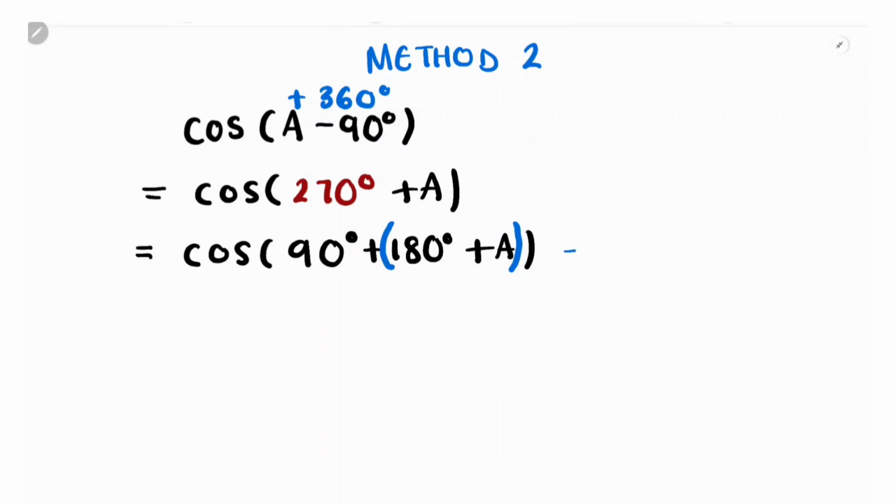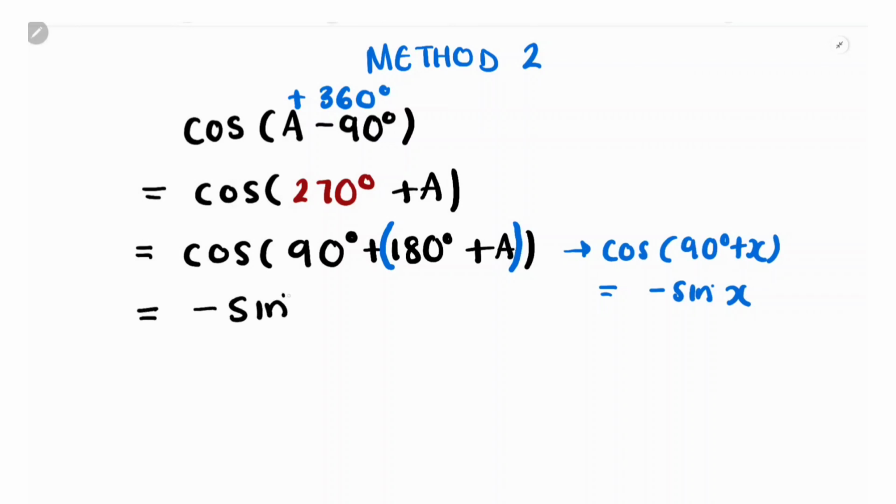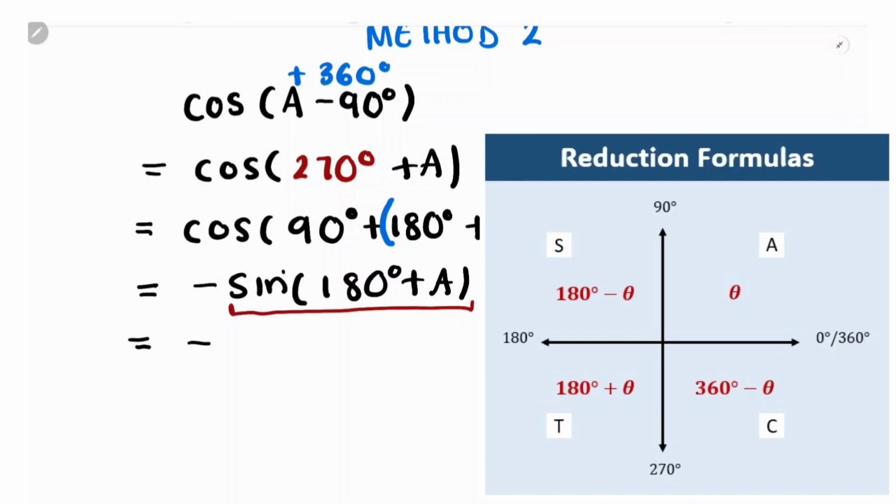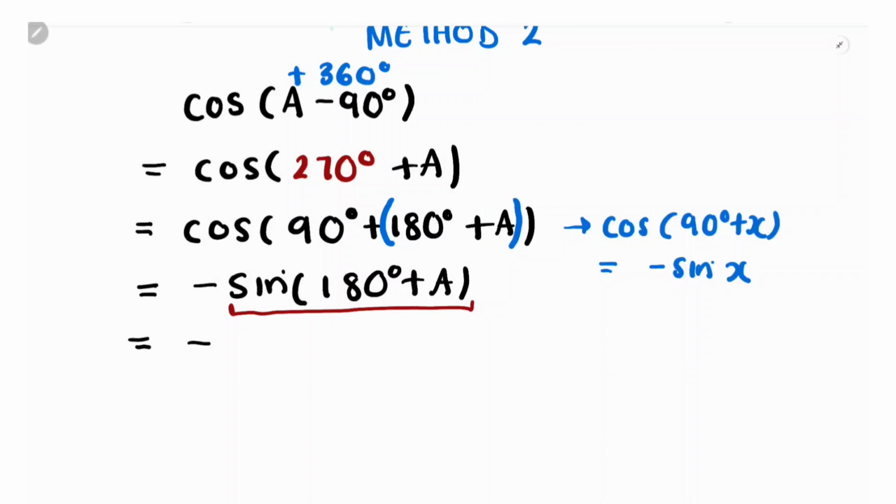Now, do you remember the cofunction that states that if we have cos of 90 degrees plus x, that this should be equal to negative sine of x? Well, we're going to simplify this in the same way, but now 180 degrees plus a is going to act as our x. So it means that this function is going to simplify to negative sine of 180 degrees plus a. Then, of course, using reductions, if we have negative and then our sine of 180 degrees plus a, as you can see, this reduction belongs in the third quadrant where tan is positive but sine is negative. So this gets reduced to negative sine of a.